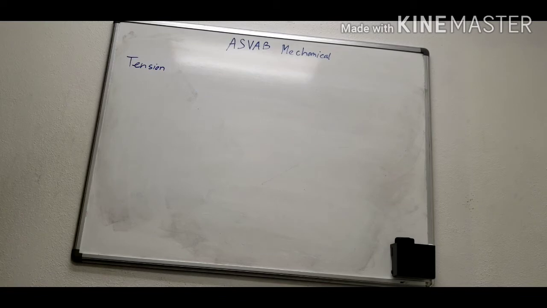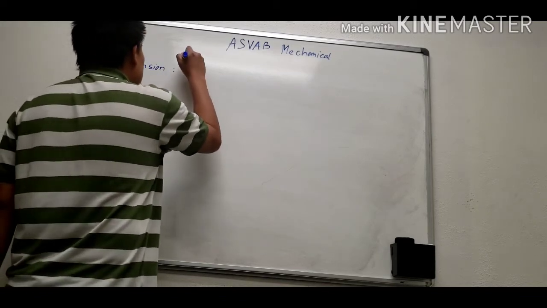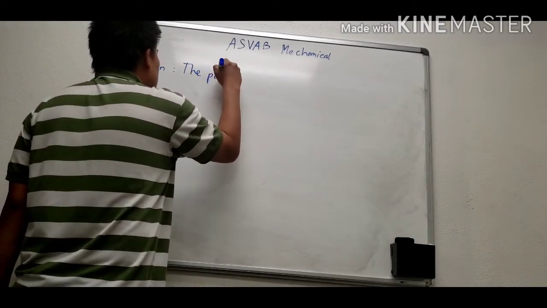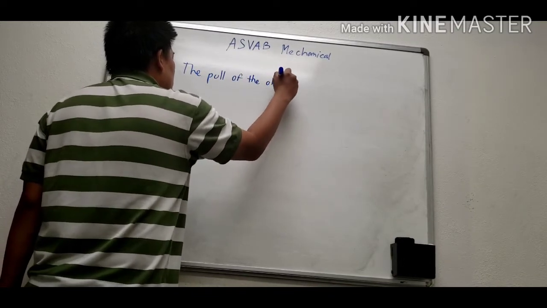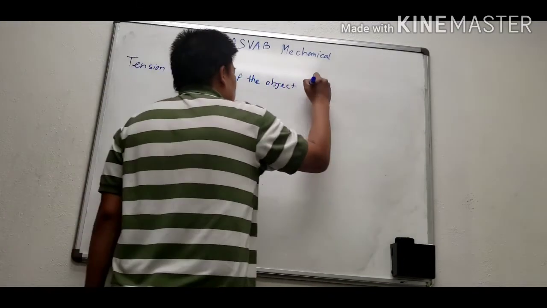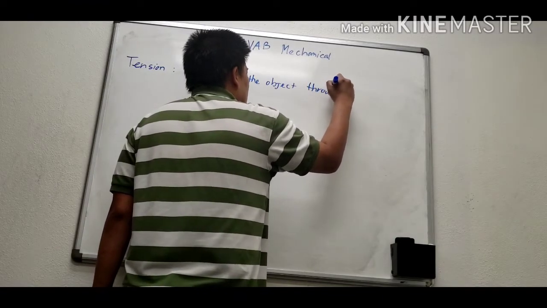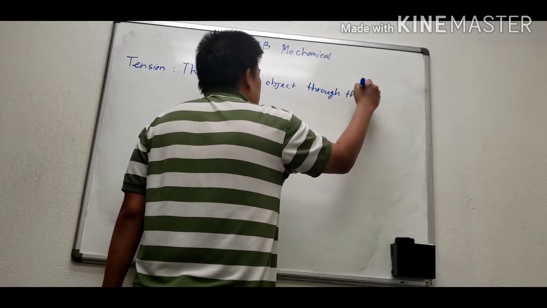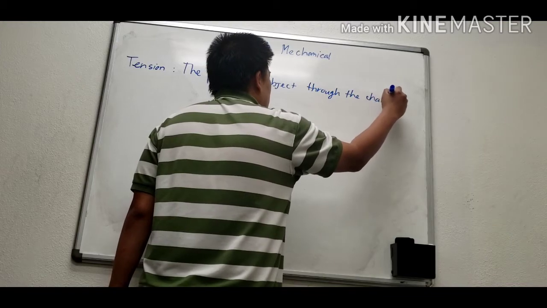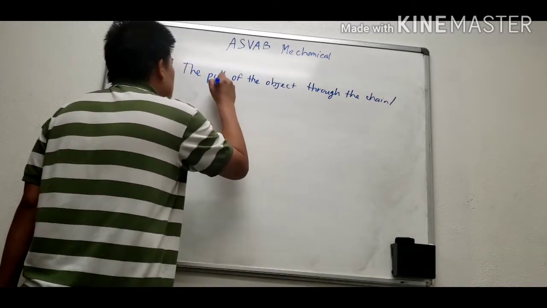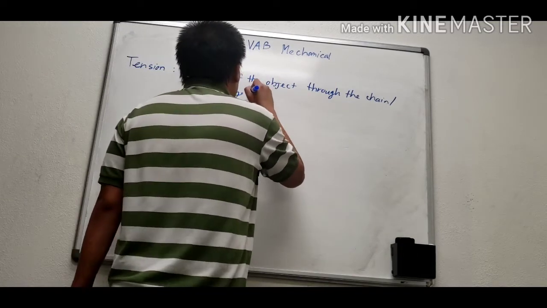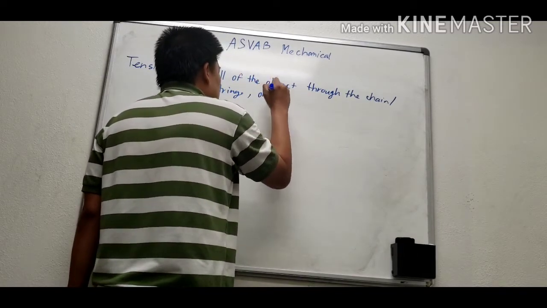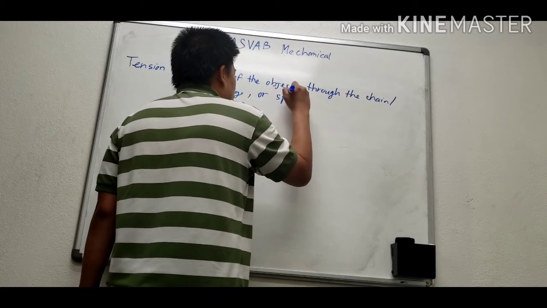Tension is like the pull of the object through the chain, string, or maybe about the spring.